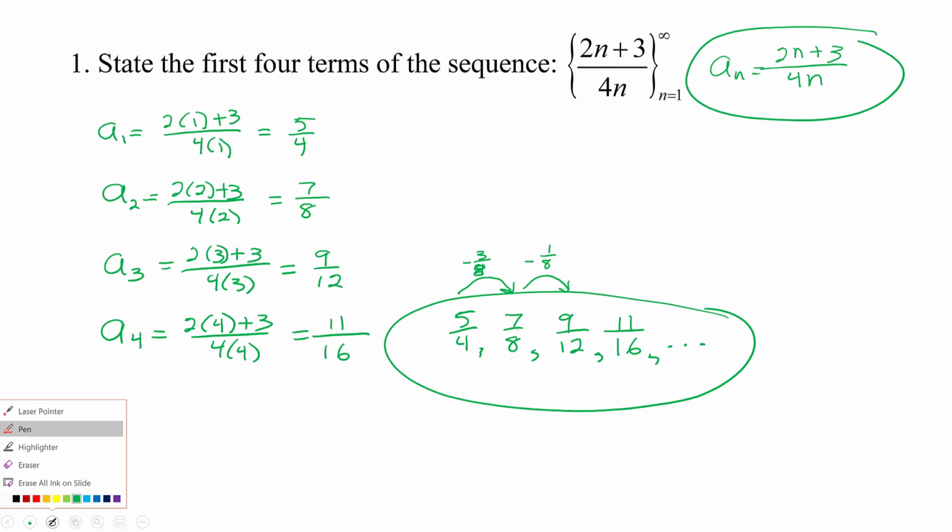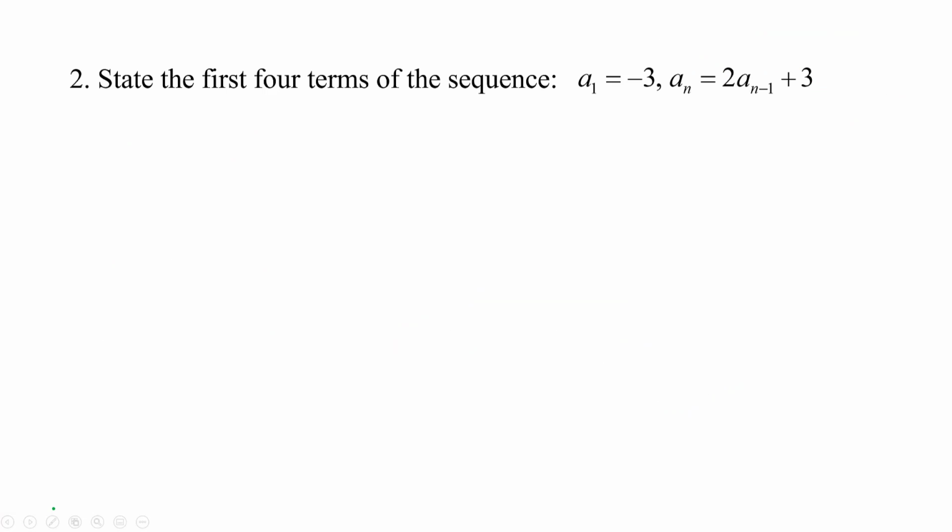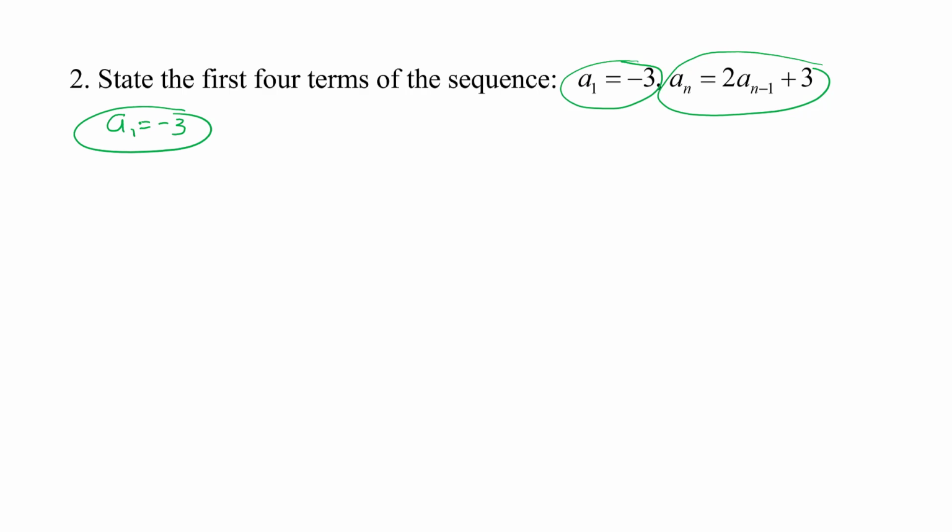So let's go on. And in problem number 2, we state the first 4 terms of the sequence. A sub 1 equals -3. A sub n equals 2 times a sub n minus 1 plus 3. We already have our first term given to us. A sub 1 equals -3. So we move on to find a sub 2 by setting n equal to 2 in our general formula there. So if n equals 2, we have a sub 2 equals 2 times a sub 2 minus 1 plus 3. We just plug in 2 for n wherever an n appears here.